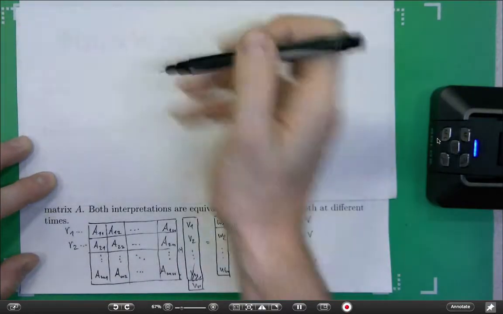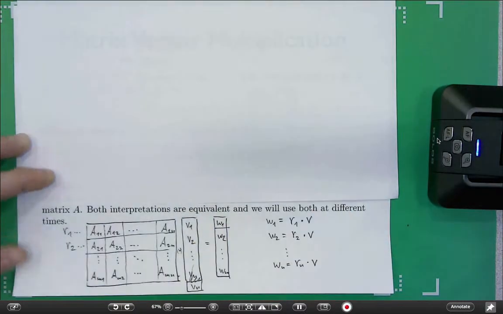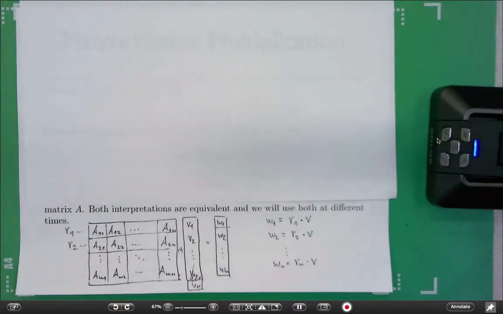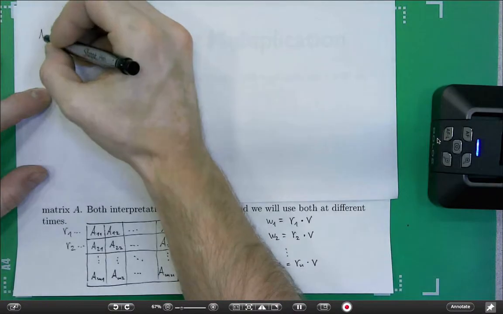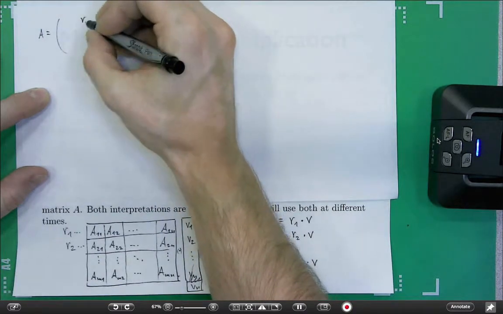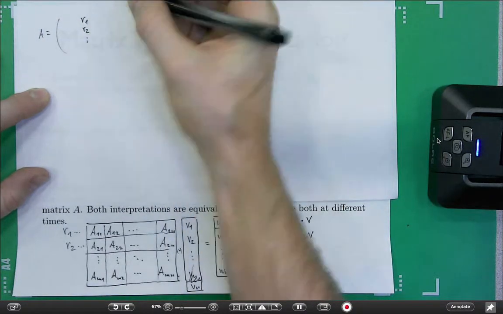So the column viewpoint is that I can look at the matrix two ways, either as a set of row vectors or a set of column vectors, right? What I was doing here was saying that the matrix essentially is the first row vector, second row vector, and so on up to the mth.